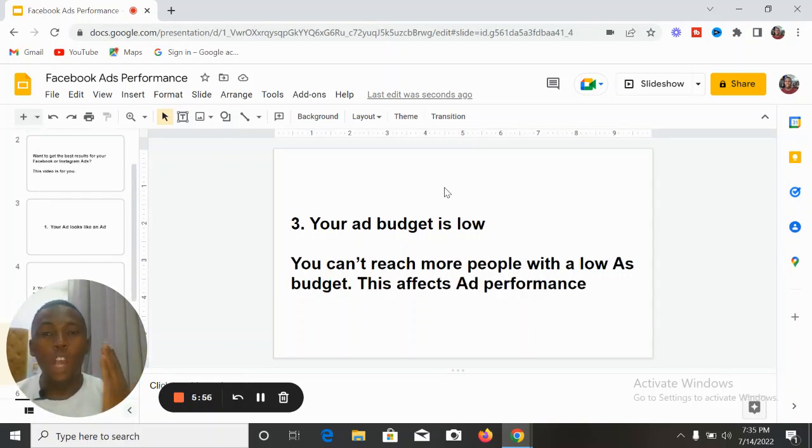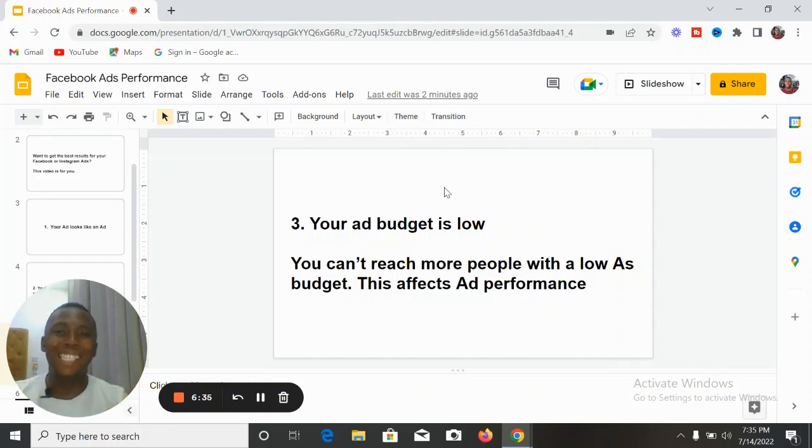This one is very clear now. See, Facebook or Instagram or any of these adverts platforms, they are media buying companies. They are bidding. It's a game of bidding. So they tend to favor the highest bidder. Okay? If your ad budget is low, you cannot reach more people. And then it affects your ad performance because sales is a game of numbers. The more people you can reach with your adverts, the higher your chances of converting some of these people into customers, right? So if you're not able to show your advert to more people because your budget is low, then you are limiting your performance, okay?